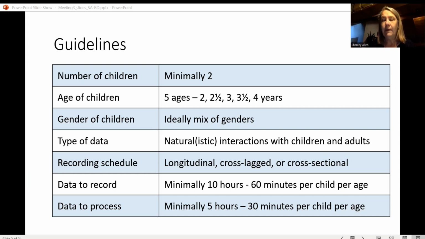Which of those you choose depends a little bit on how much time you have and the availability of the families over time, etc. And then what data to record, you want minimally 10 hours, so 1 hour per child per age, and process 5 hours of that, so 30 minutes per child per age. So that's what we're going for. But in order to achieve this, we of course need some children. So let's go to the next slide.